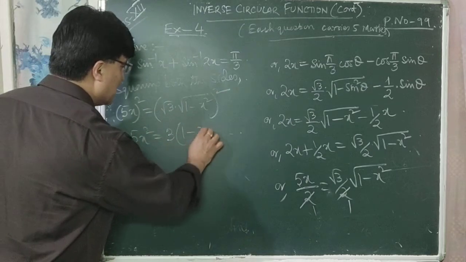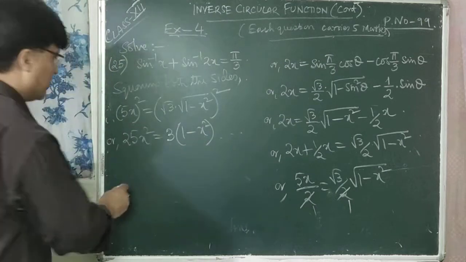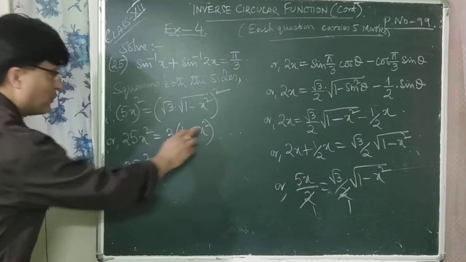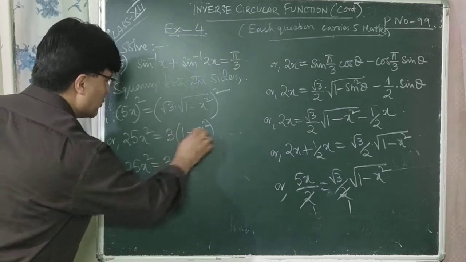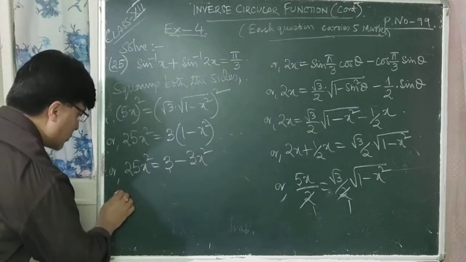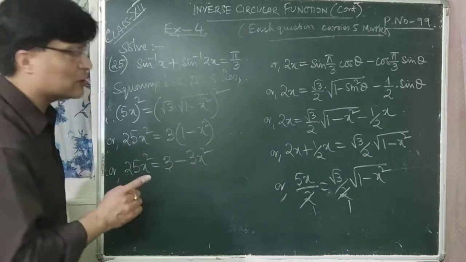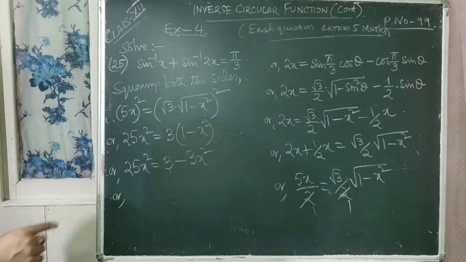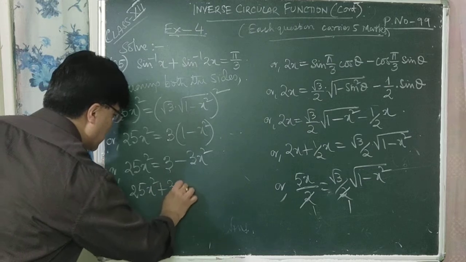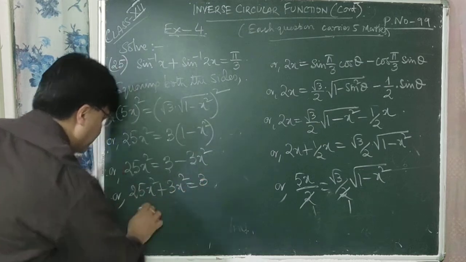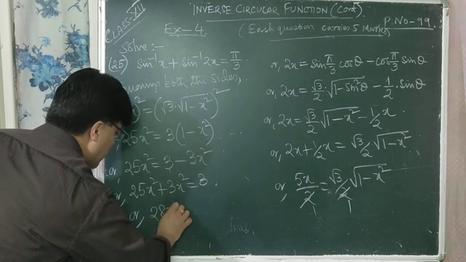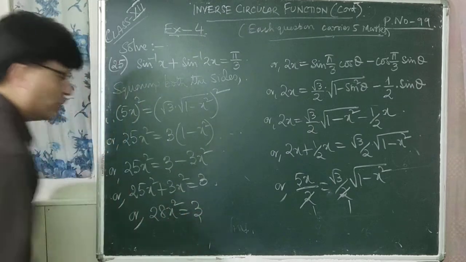So what do we get? 1 minus x square, right? Now it is 25x square is equal to, multiply by 3 here, 3 1s are 3 minus 3x square. Now x square, you can keep the terms containing x square on the left hand side. That is 25x square plus 3x square is equal to 3. What is 25x square plus 3x square? 28x square is equal to 3.